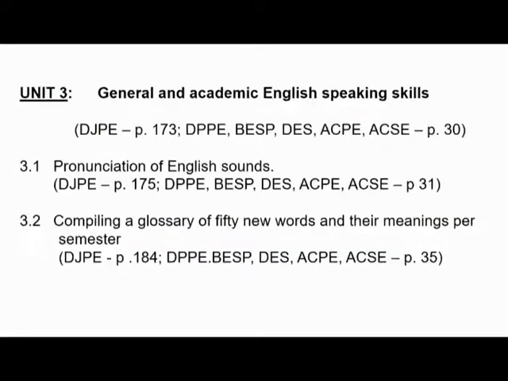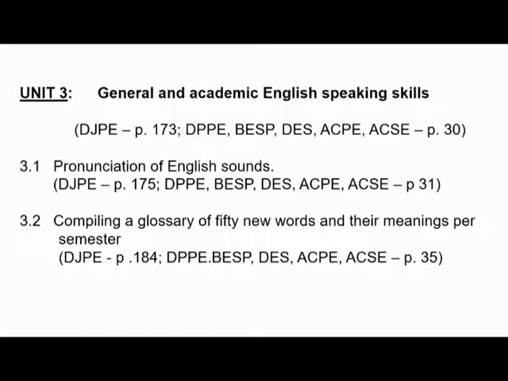In Unit 3, we had now in Unit 1 the hearing, in Unit 2 the seeing, the eyes, the reading, and in Unit 3 we are now going to the speaking skills. The DJPE students will find it on page 173, while the other students will find it on page 30 in their study guides. The pronunciation of English sounds. That is not that important, but you can go through it.